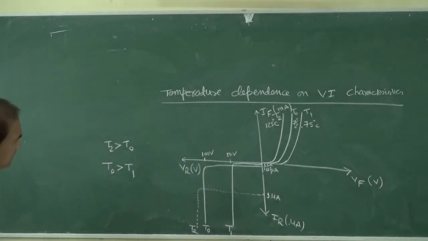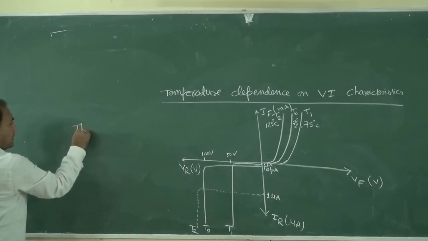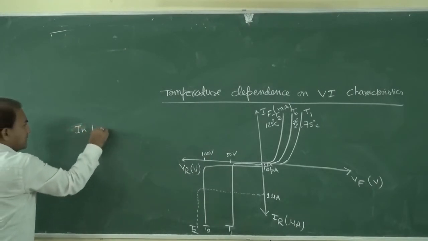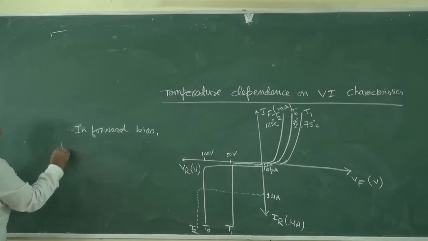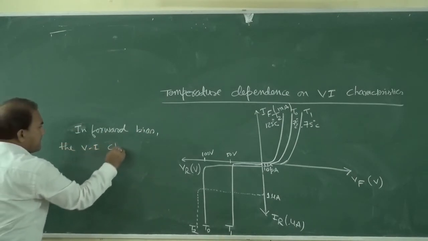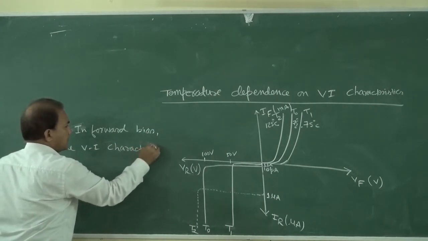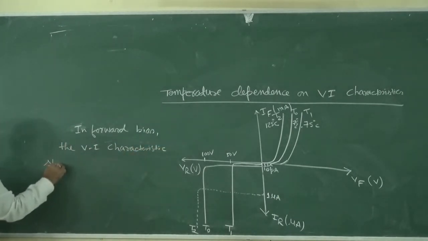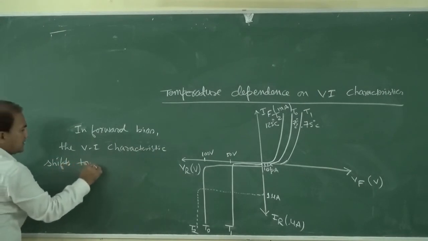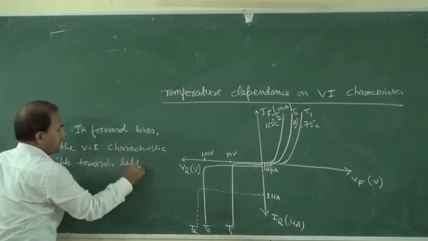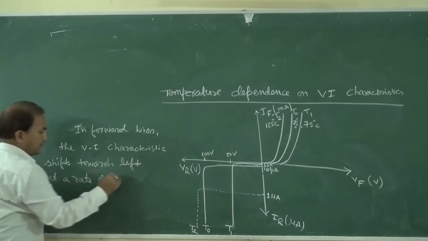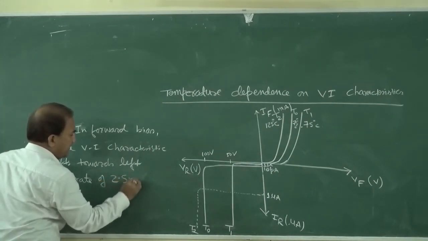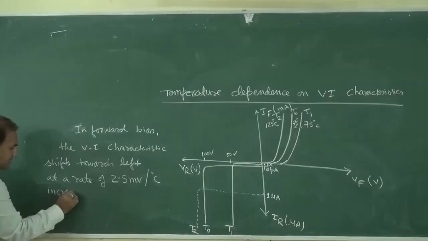first what is observed, that in forward bias the VI characteristic shifts towards left at a rate of 2.5 millivolt per degree centigrade in temperature.